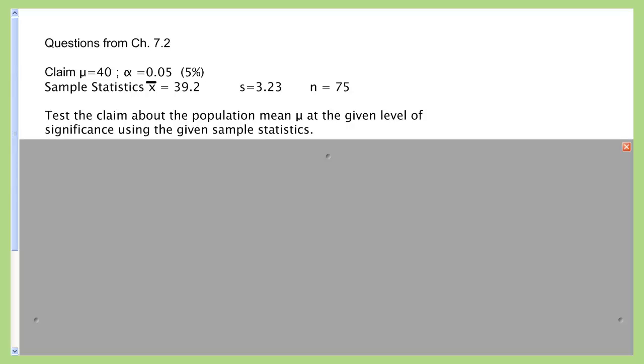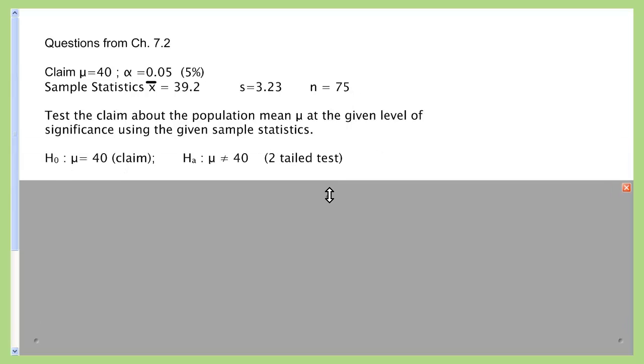This question comes from Chapter 7.2, and it's testing a claim at a given level of significance. What you have here is mu equal to 40, alpha is 0.05, which is 5%, and the sample statistics, x bar, which is your mean, is 39.2. Your standard deviation is 3.23, and your number of entries is 75. So here's how you're going to solve that.